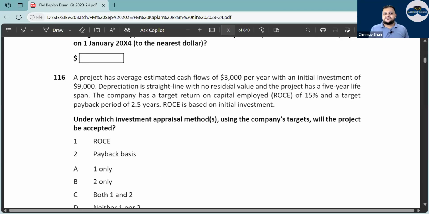A project has an average estimated cash flow of 3,000 per year with an initial investment of 9,000. Cash flows are 3,000. Depreciation is on straight line basis with no residual value and the project has a 5-year life. I need help, will you be able to calculate? Tell me, what has been said about ROC? Just read. Target ROC is given. So come to the part.